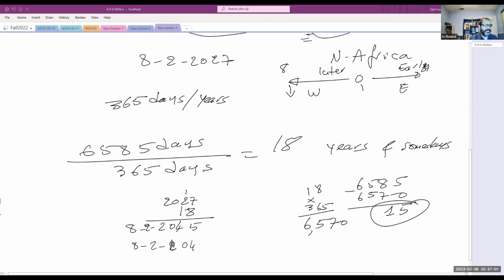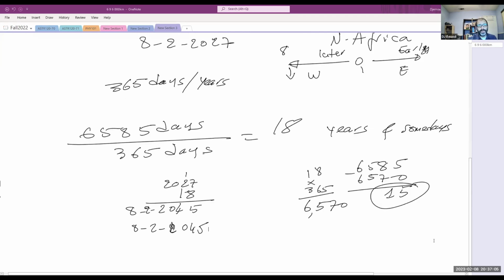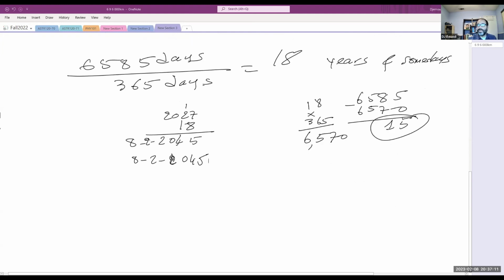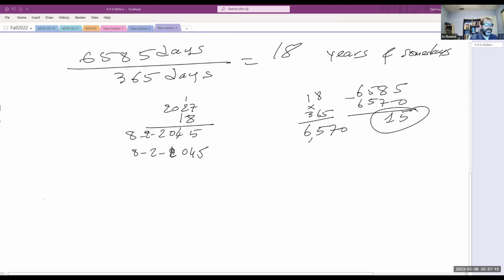2045. Add to it 15 days. However, remember the business about the quarter day, because the sun does not really go 365 days, it's 365 and a quarter. So we need to fix that. How would we fix that? We're going to account for the leap year.